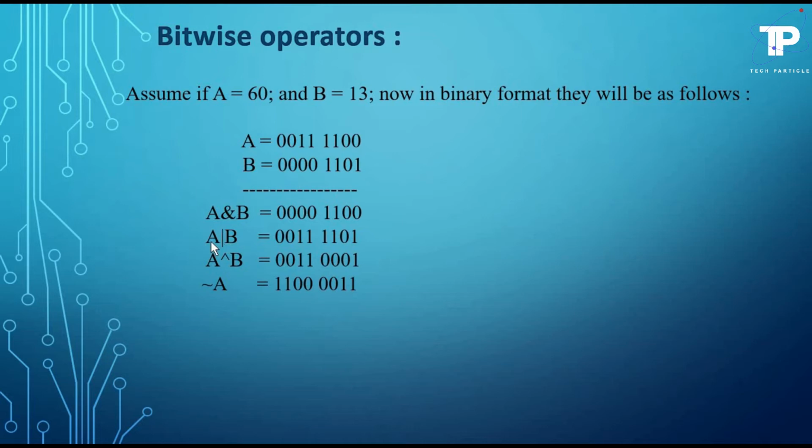Similarly, we will check the bitwise OR of A and B. For bitwise OR, the OR of 0 and 1 is 1, 0 and 0 is 0, 1 and 1 is 1, and 1 and 1 is 1. 1 and 0 is 1, 1 and 0 is 1, 0 and 0 is 0, and 0 and 0 is 0. Similarly, by looking at the truth table, you can compute the exclusive OR of A and B and the NOT of A.